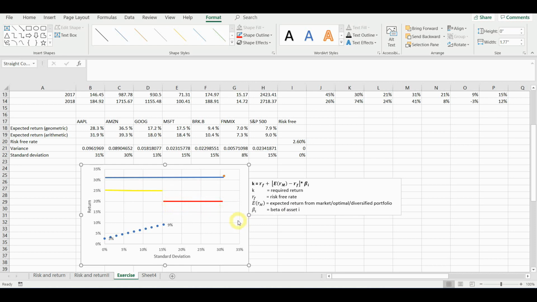So holding the market portfolio or a well-diversified portfolio, in this case the S&P 500, reduces the unsystematic risk from holding only Apple stock, equals to this red line here. Though the return also reduces from 31.9% to only 9% a year.